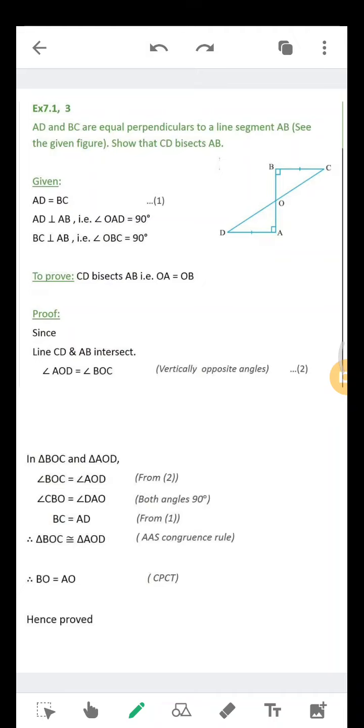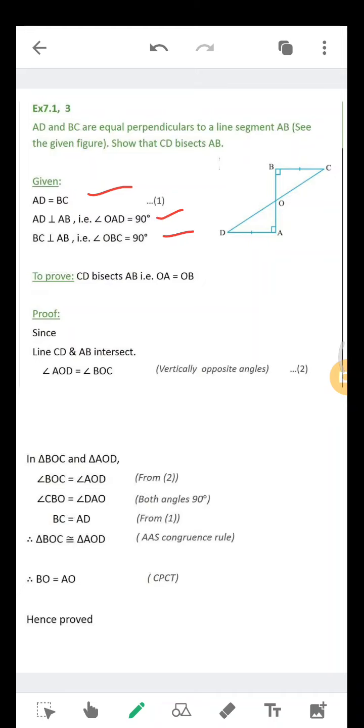So we'll write what's given first. In this figure, what's given to us? AD is equal to BC, the first thing, side. Then AD is perpendicular to AB. So what will be the angle OAD? This angle will be how much? If it is perpendicular, it will be 90. Then OBC is also equal to 90. So we have got two angles and two sides.